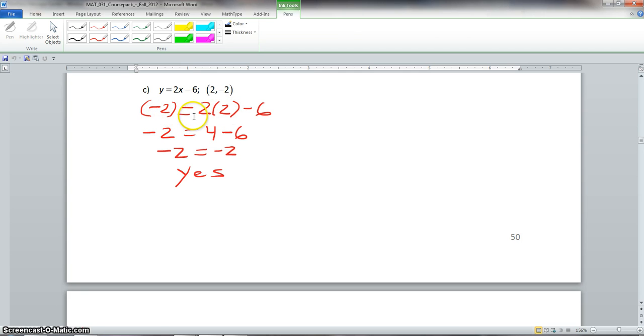So we have negative 2 is equal to 2 times 2 minus 6. We bring down our negative 2. Negative 2 is equal to 2 times 2, which is 4, minus 6. Negative 2 equals negative 2, so your answer is yes.